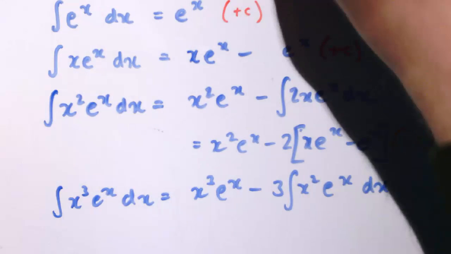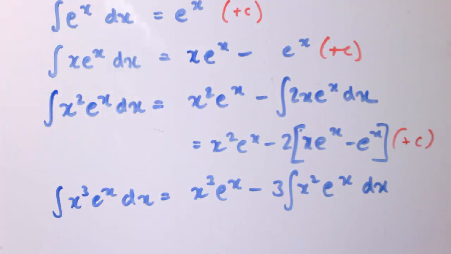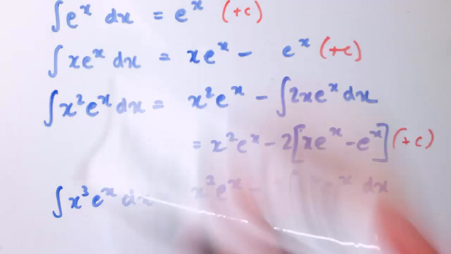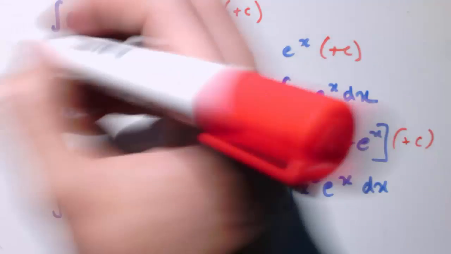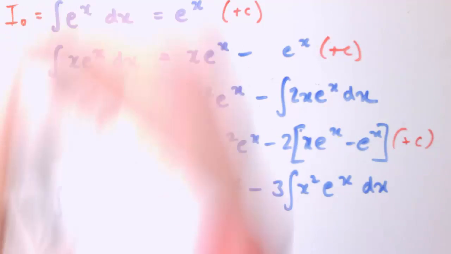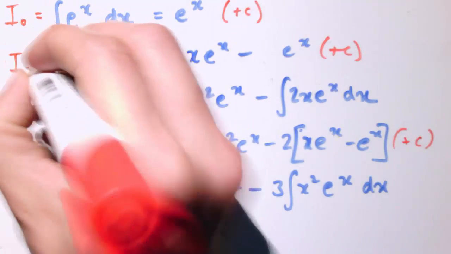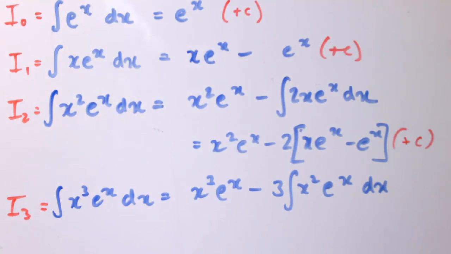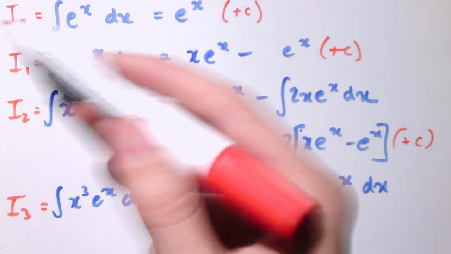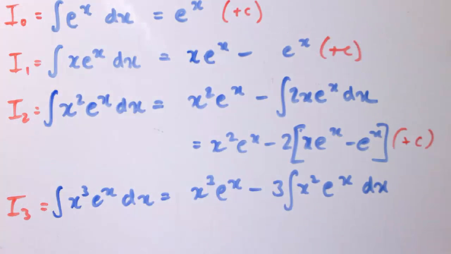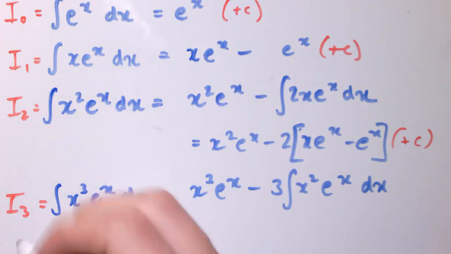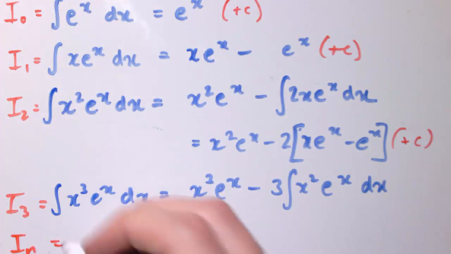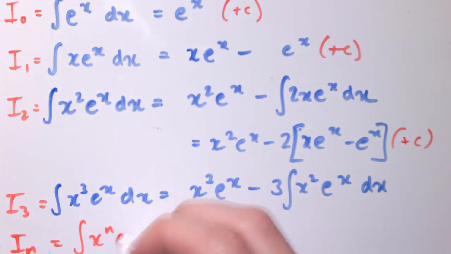Now we've got to try and set up what I actually mean by the reduction formula. These are all instances of the same type of integral in a way. So let me call this first one I0, this second one I1, I2, and this one I3. So I'm saying these are all integrals: the 0th one, first one, second one, third one. And in general, what would I n be? Well, that would be the integral of x to the n times e to the x dx.